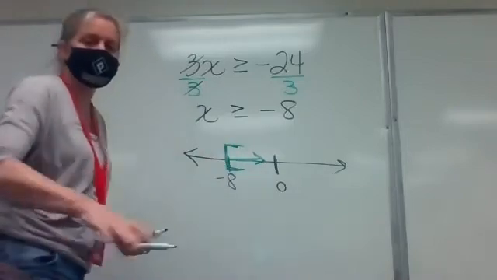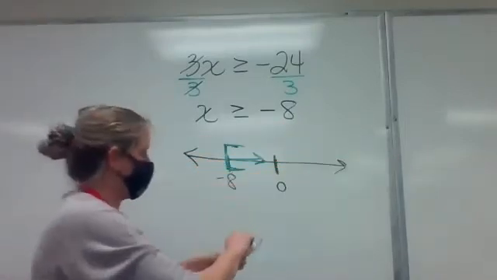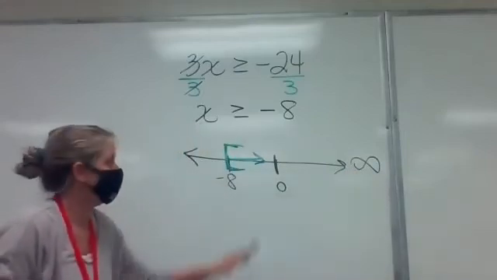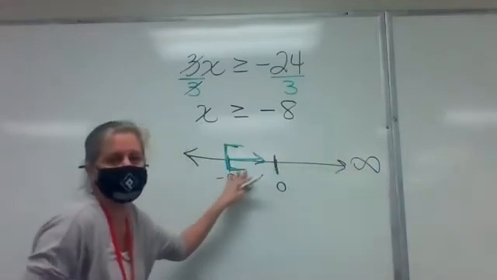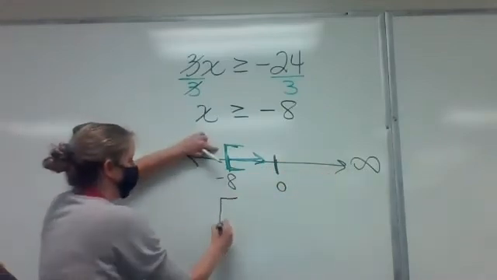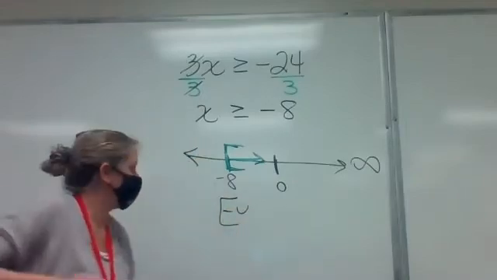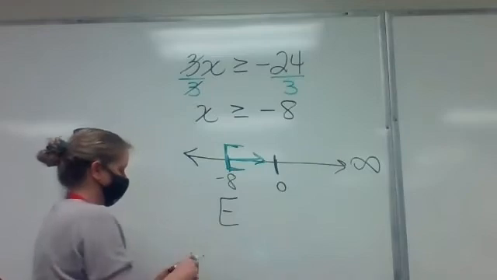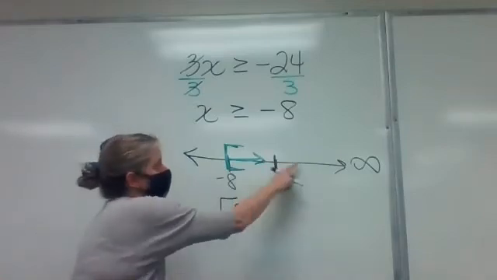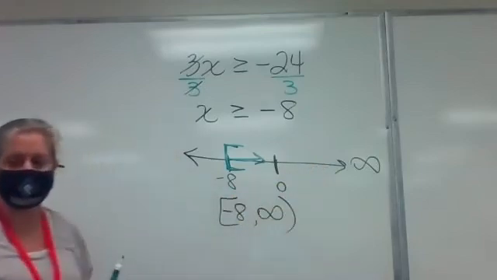I'm going to have an opening bracket on negative 8. Arrow forever that way means arrow forever to infinity. So there's your interval notation. Pull it right off your number line. An opening bracket with a negative 8. And since the arrow is forever that way, it's going to go to positive infinity with a parenthesis around it.